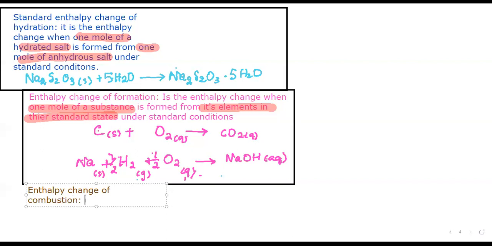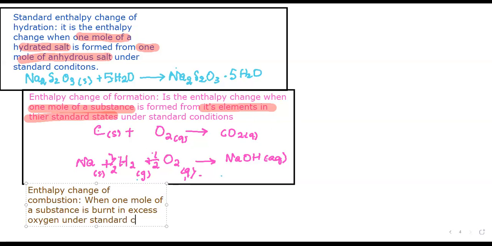What is enthalpy change of combustion? The standard enthalpy change of combustion is when 1 mole of a substance is burned in excess oxygen under standard conditions. That is enthalpy change of combustion.